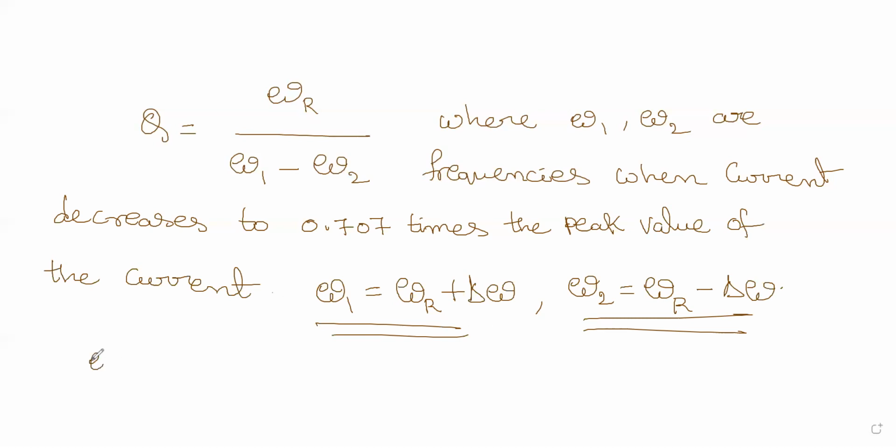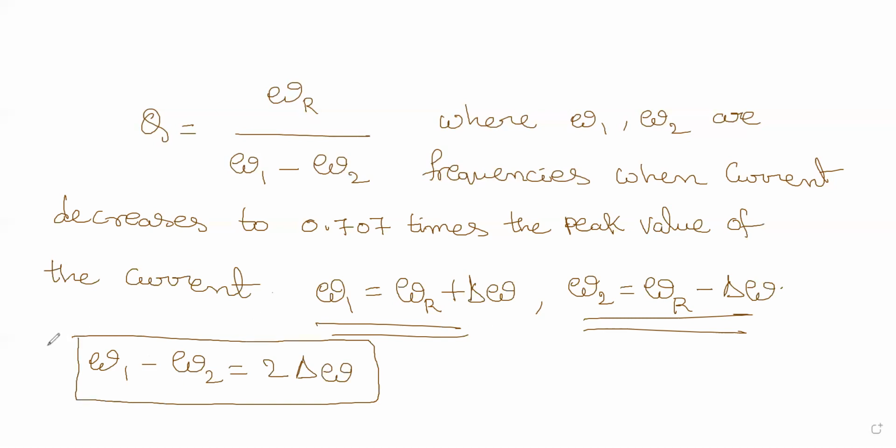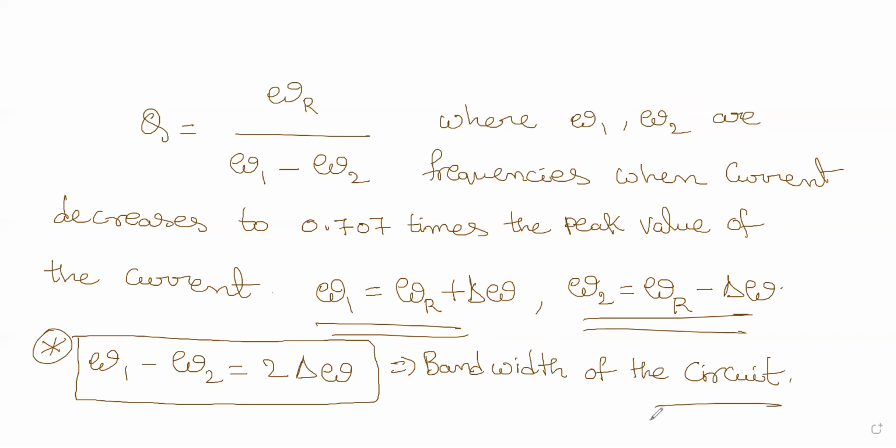If you find omega 1 minus omega 2, that is 2 delta omega. This is the difference of the frequencies, and this is called the bandwidth of the circuit.